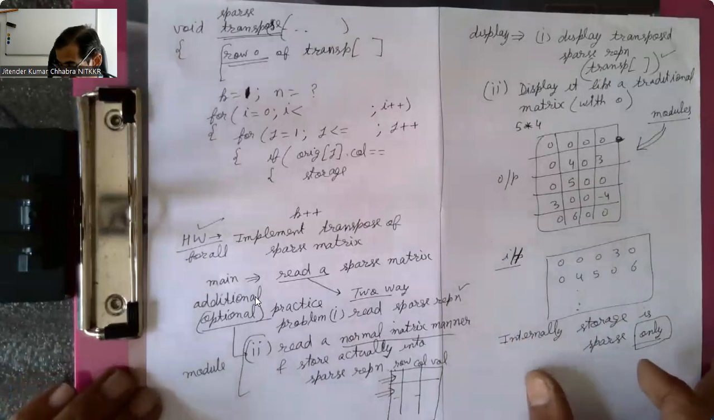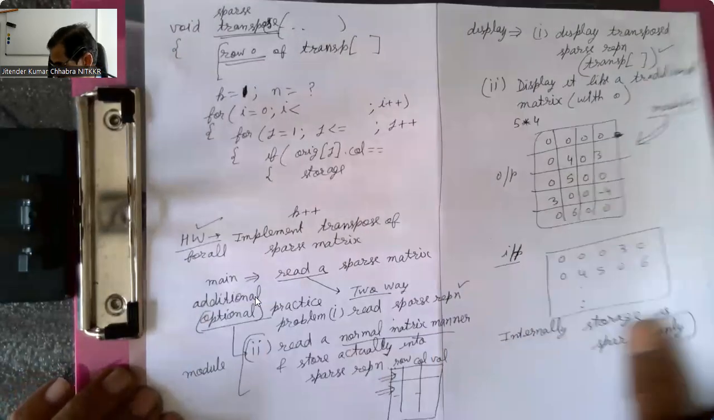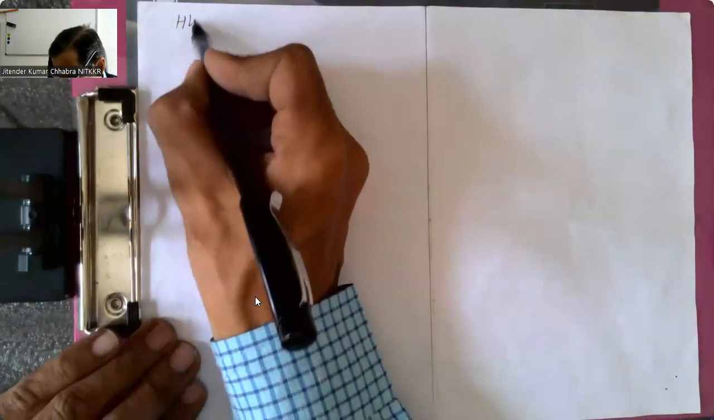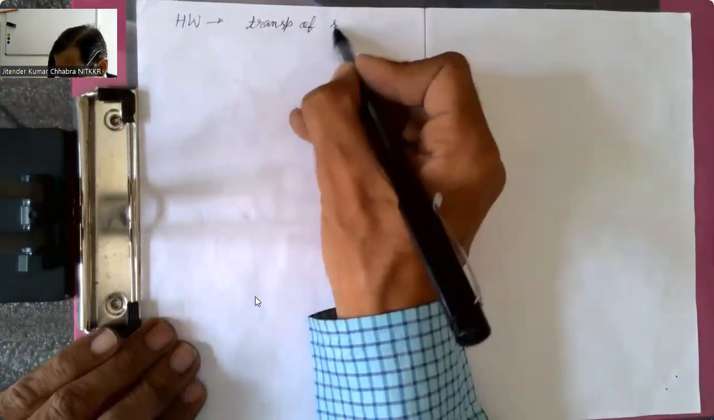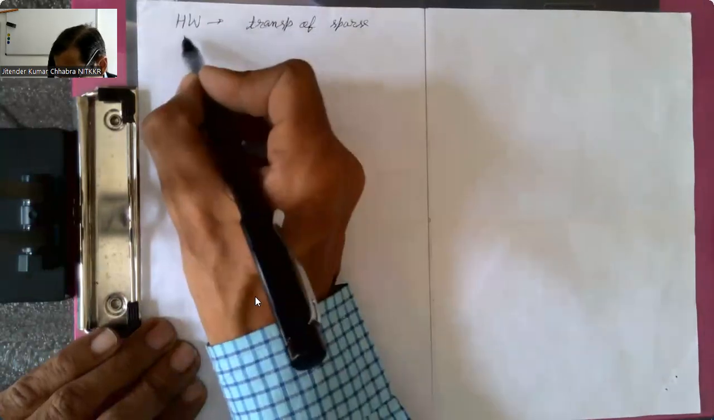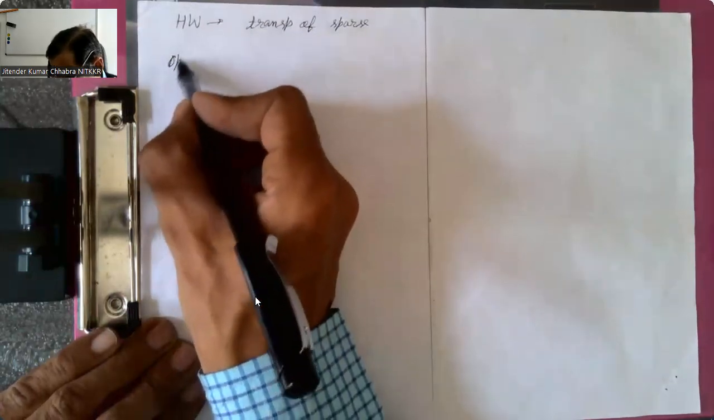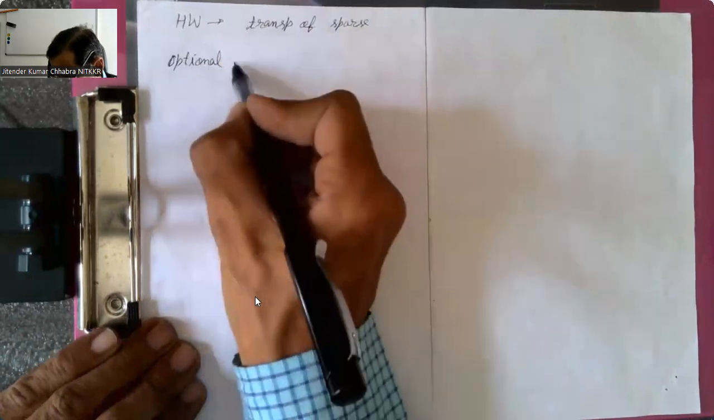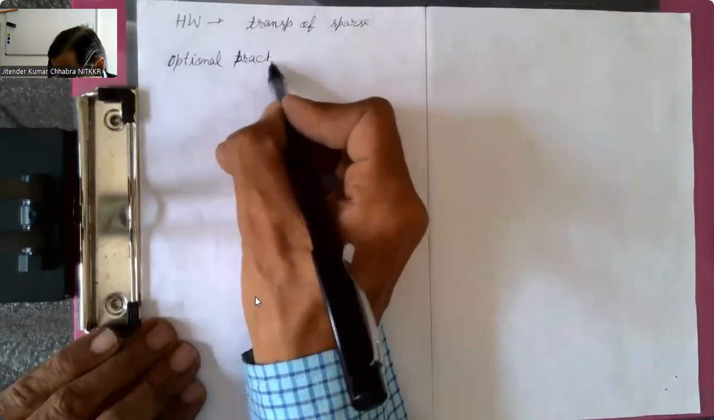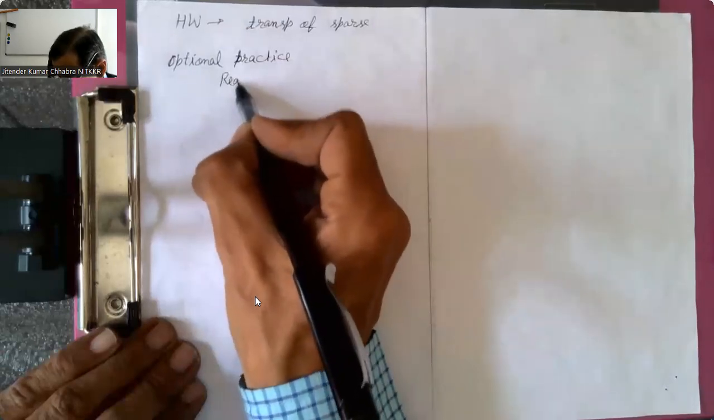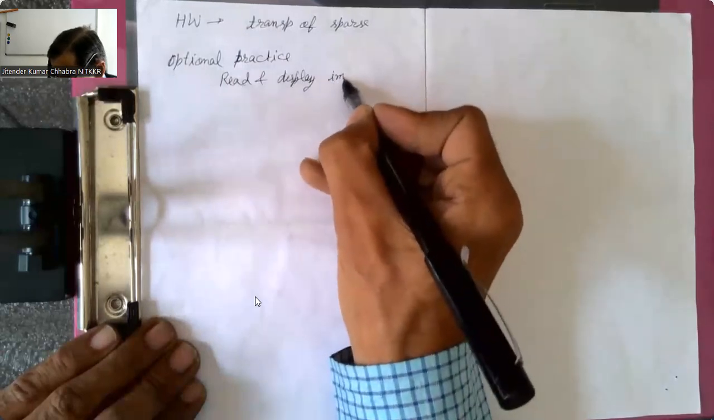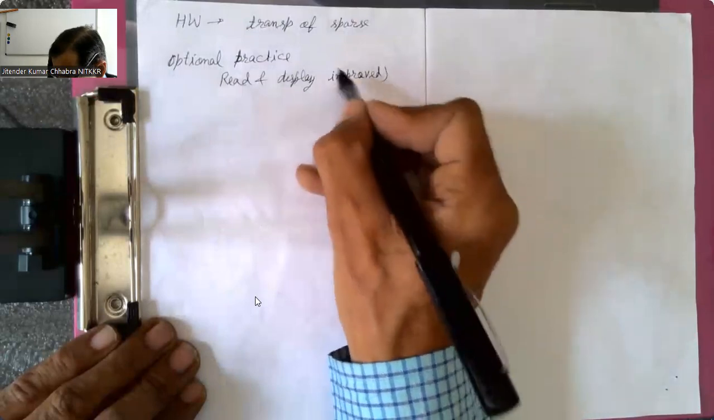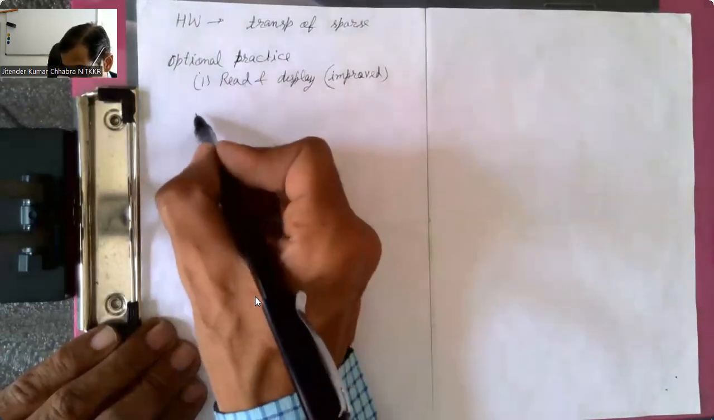So this can be one additional homework. So I am just now giving you an overview of what homework I have given. Transpose to be computed for everyone, and an optional homework or optional practice: read and display improved using traditional representation also. That is one thing.